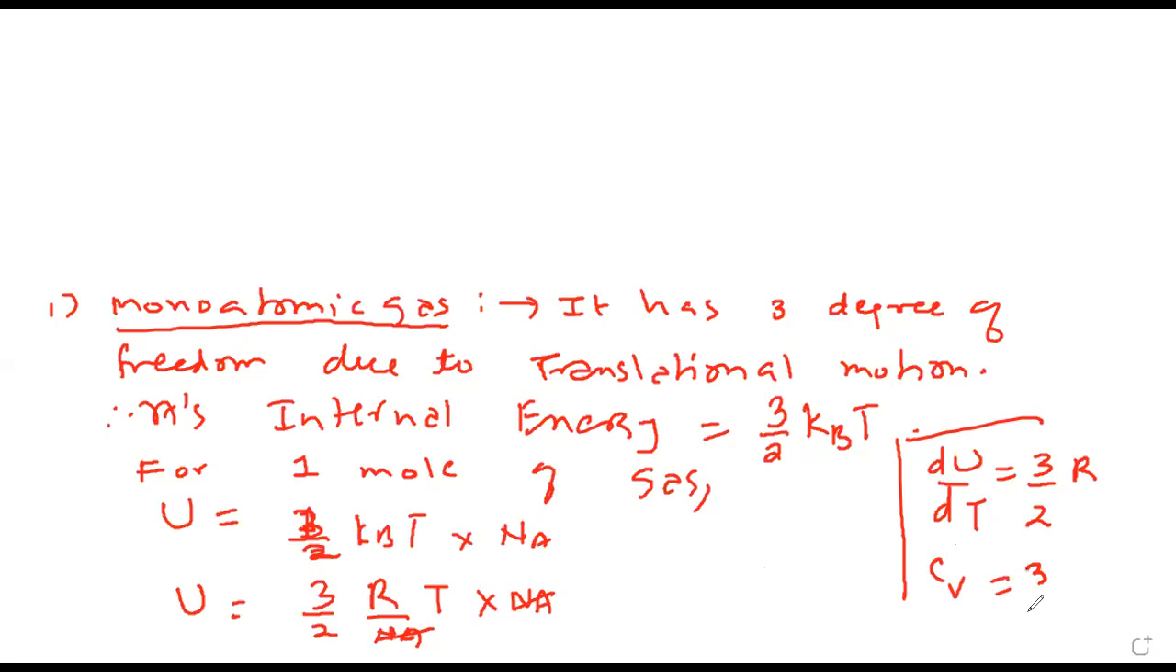I explained how earlier, right? Did you understand this? Cv is 3 by 2 R. Everybody has followed. 3 degree of freedom, so one molecule's energy is 3 by 2 kBT. 1 mole means Avogadro number into Avogadro number. k is nothing but R by Na. So if we take the change in energy with respect to temperature, it is 3 by 2 R. So Cv is 3 by 2 R. Copy.